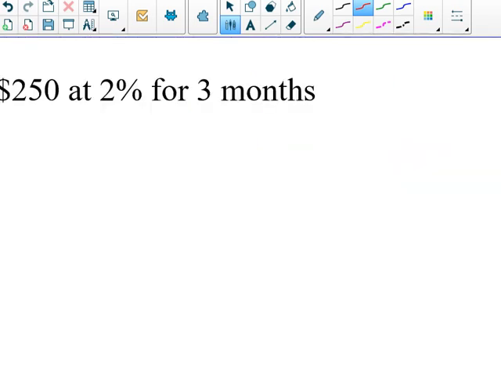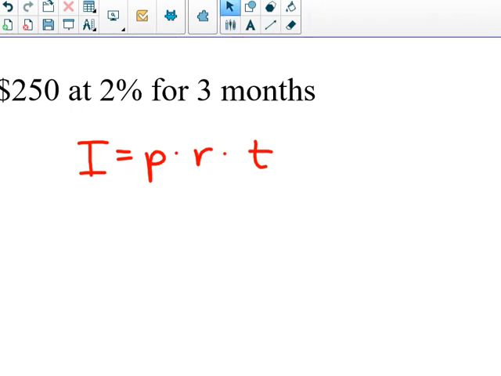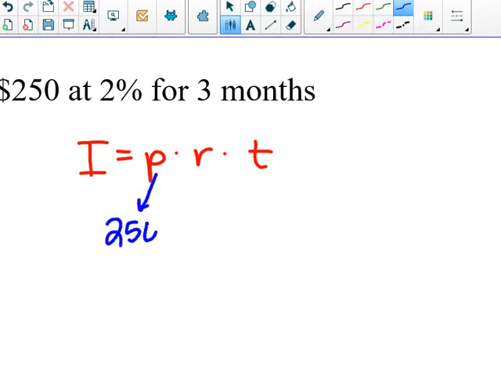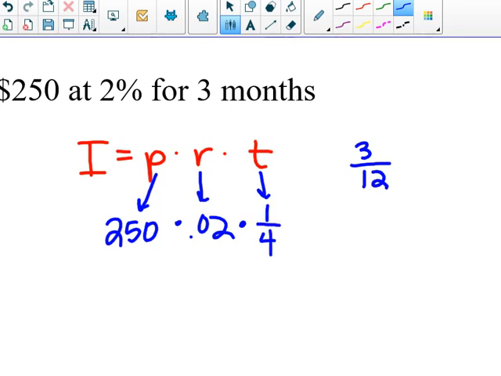Last one on the bottom. Pause and go. Same principal, same rate. Oh no. I can't put 3 here. That stands for 3 years. How much is 3 months out of the year anyway? 3 out of 12 months. Oh, I know. 1/4 of the year.